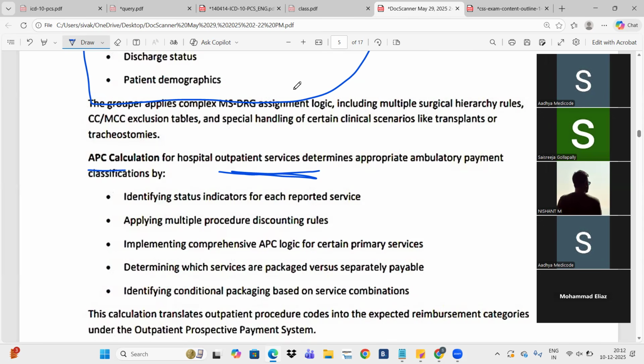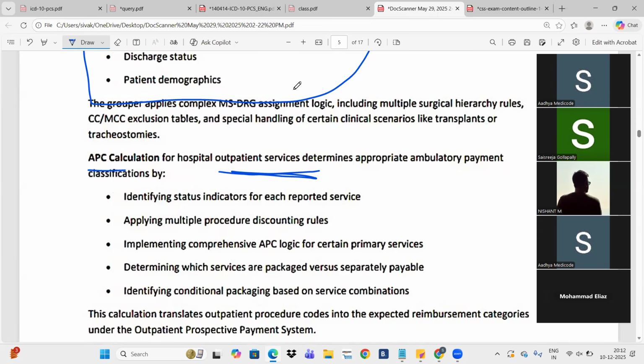A patient is admitted on the same day and discharged the same day. Under what payment methodology will they get reimbursed? APC. Okay? Like this, they will ask multiple types of questions. Remember, APC is for outpatient and CPT. MSDRG is for inpatient and PCS.